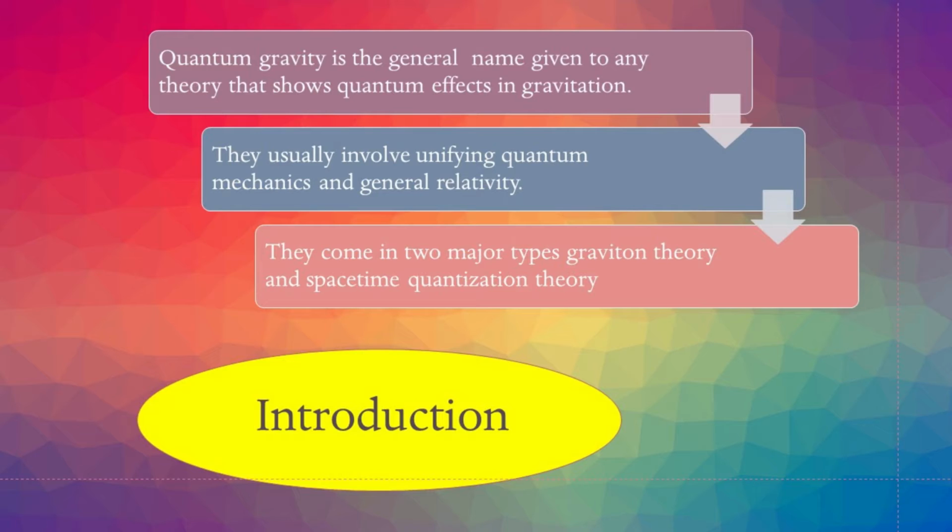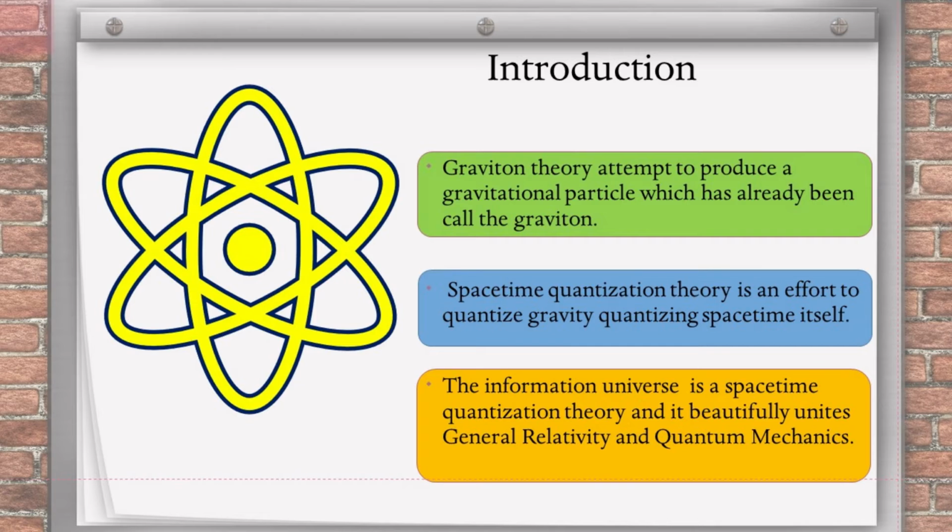Quantum gravity is a general name given to any theory that shows quantum effects in gravitation. They usually involve unifying quantum mechanics and general relativity. They come in two major types: graviton theory and space-time quantization theory. Graviton theory attempts to produce a gravitational particle which has already been called the graviton. Space-time quantization theory is an effort to quantize gravity by quantizing space-time itself. The information universe is a space-time quantization theory, and it beautifully unites general relativity and quantum mechanics.